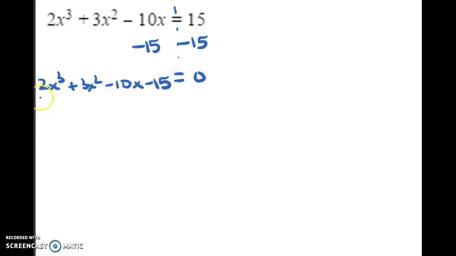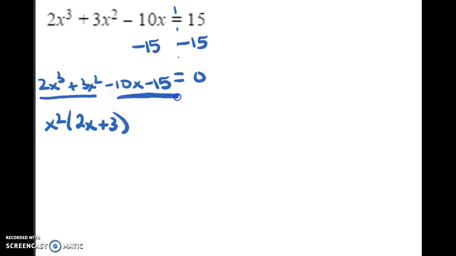And the only tool we have right now is this factor by grouping business. So I hope this works out in our favor. In that first group, let's see, we can pull out just an x squared, I think. Just an x squared. And then we're left with 2x plus 3 on the inside of that.